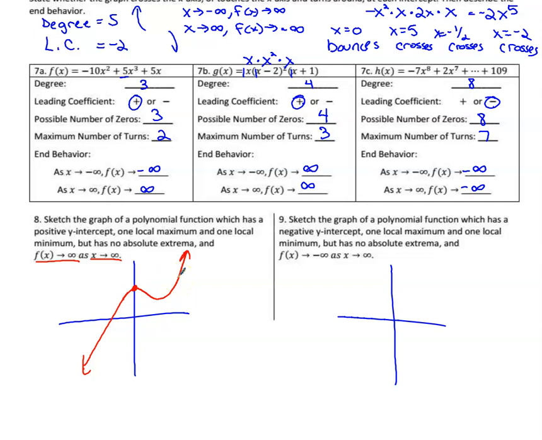Number 9 says sketch a graph of a polynomial function that has a negative y-intercept, so it has to cross somewhere below the x-axis. One local max and one local min again, so one hump each. No absolute extrema, and y goes down as x goes to the right, so it has to go this way. So we could make it go like that right there. We don't know specifically where those humps are. I just know it has to have one hump in each direction. One valley and one mountain.